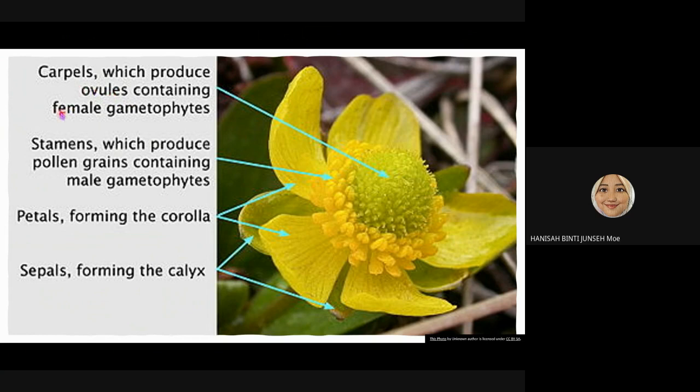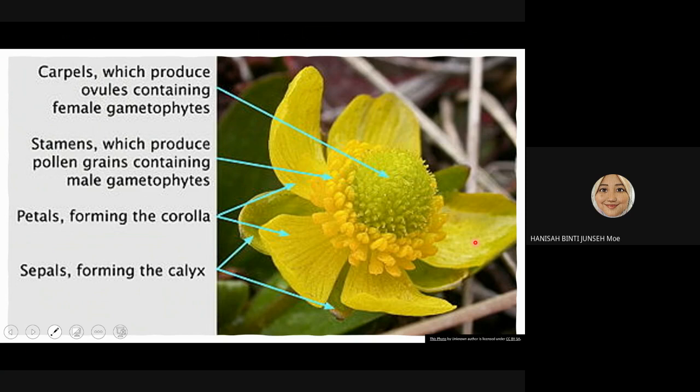What is an ovule? Ovule contains the female gamete, in plants we call it the female gametophyte. For the stamen, we know it is a male structure. It produces pollen grain. What is pollen grain? Pollen grain is the male gametophyte. Let's compare this with gametes in humans. In humans, the male gamete we call sperm, while the female gamete we call ovum.